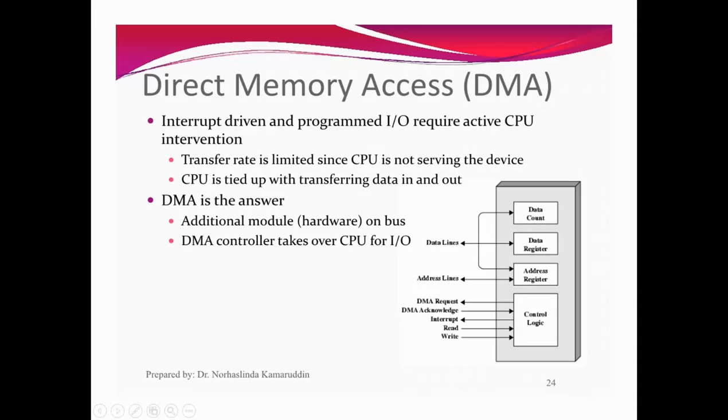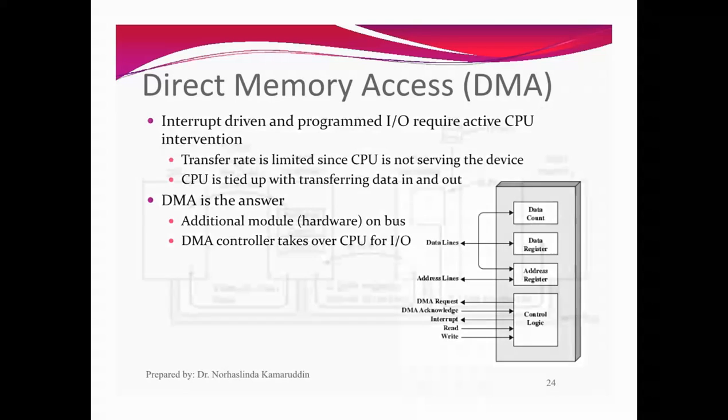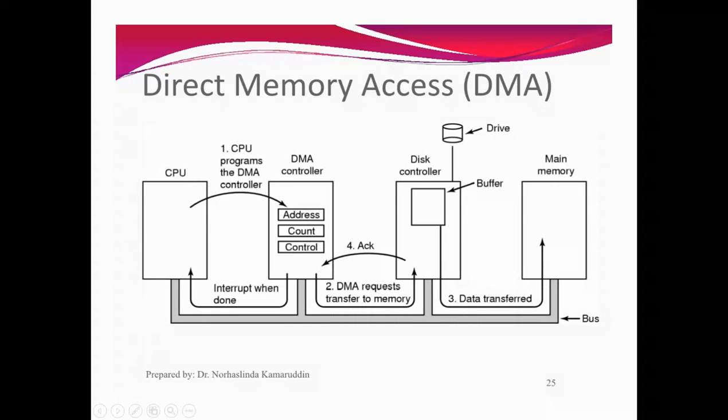So any request from the devices goes to the DMA request, and then when it receives the data or sends the data, it can acknowledge the DMA. So the interrupt is here. They handle their own interrupt directly, without the need for the CPU to handle the interrupts of the devices. So this is how the DMA works.